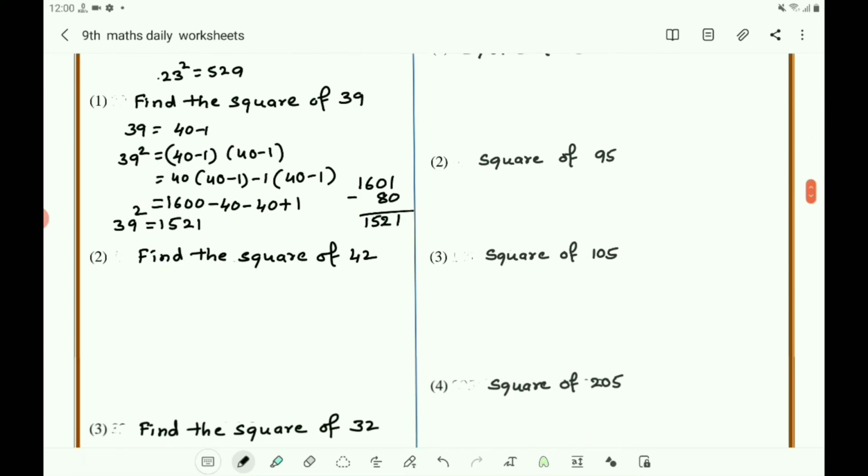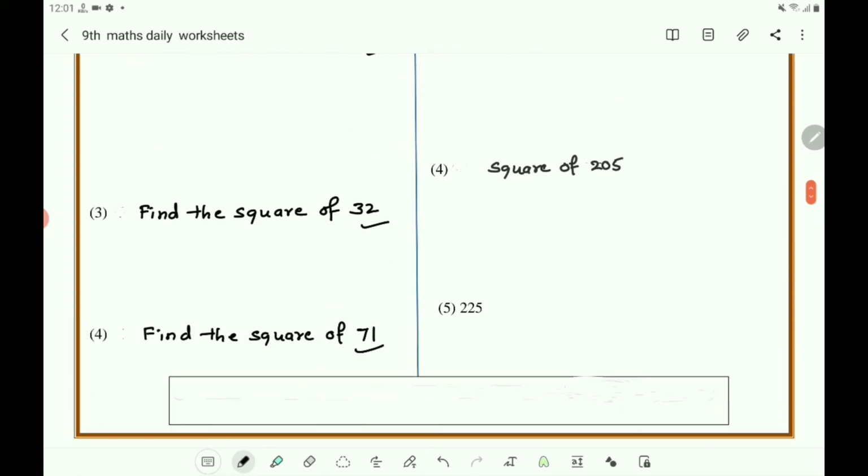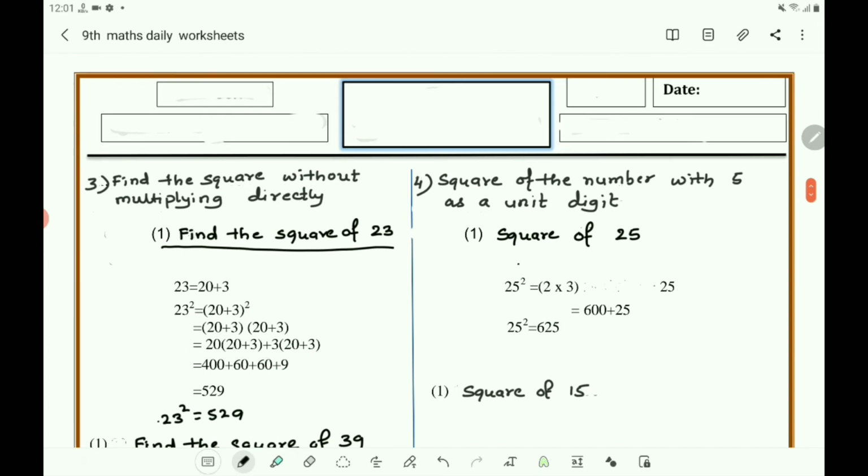Similarly, follow the same steps to find the square of 42. You can write it as 40 plus 2. Also the square of 32 and square of 71. Now, again there is a special method. If the given number is having 5 in the unit place, you have already learnt in the standard. Take one example, 25. Here the unit digit is 5.